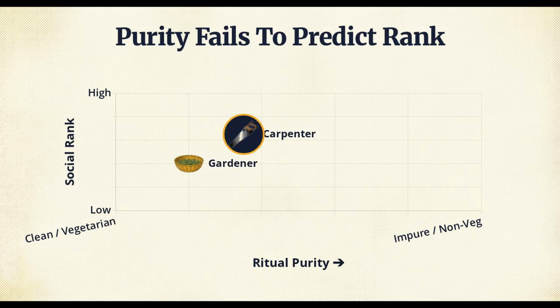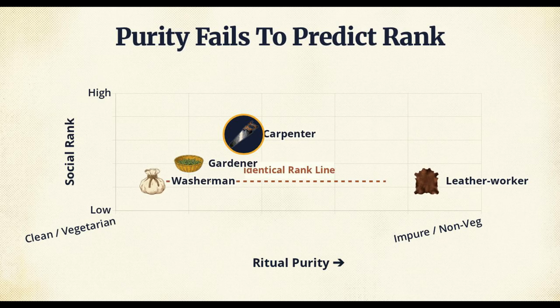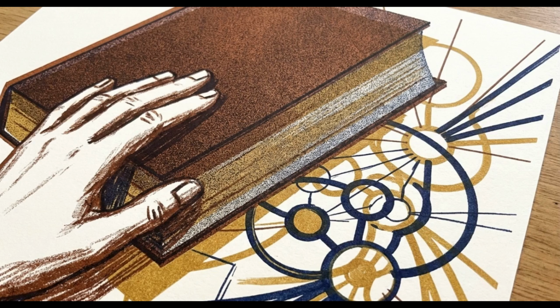Carpenters outrank gardeners despite cleaner theoretical jobs. Non-vegetarian leatherworkers and vegetarian washermen share the exact same rank line. Finally, Brahmin nodes in Kashmir and Bengal rank highest despite a non-vegetarian diet. If diet and occupation cannot reliably predict social rank, the textbook attributes are insufficient. The local hierarchy is driven by a different mechanism.